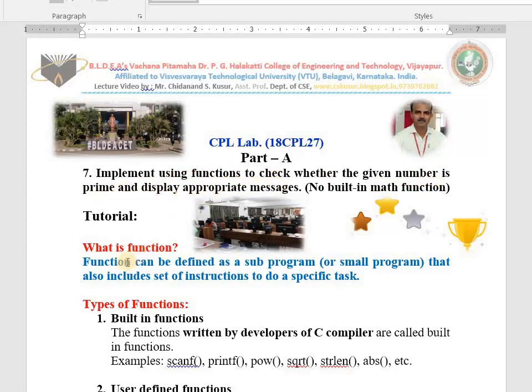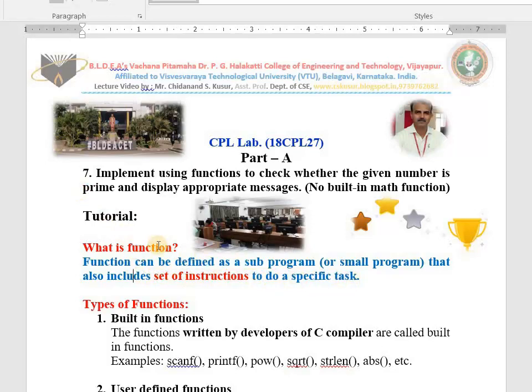First I explain you the theory. First of all, we need to know what is function. Already we know what is program. What is program? Set of instructions given to a computer system to do specific task is called program. Set of instructions given to a machine to do specific work or task is called program.